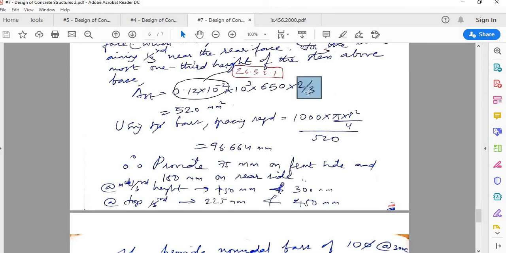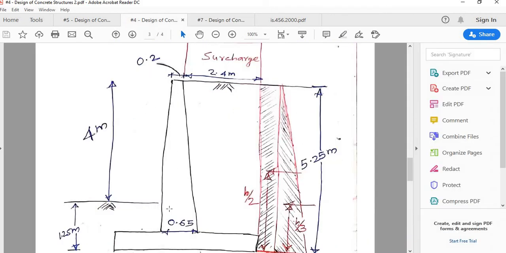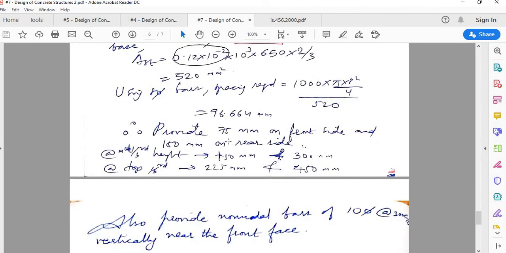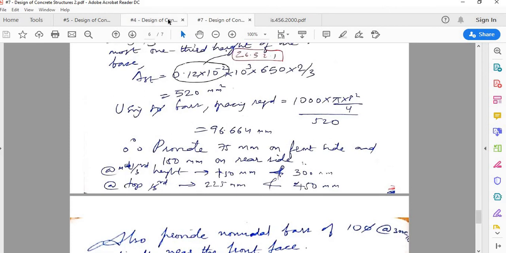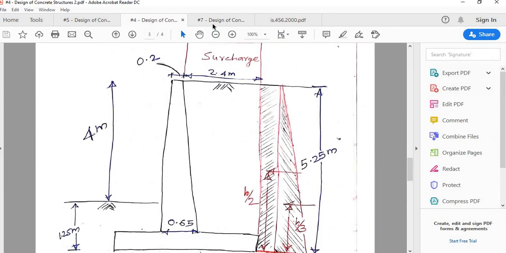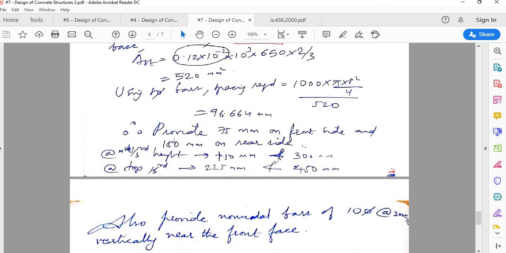So remember, it is only 2/3. So it should be provided at the vertical face. Okay. So remaining 1/3 is at the inner face, which is a sloping face. So here you can double the spacing. So at the vertical face you are providing 75 mm. So at the sloping face you are providing 150 mm, because it is only 1/3 of this. So this is 2/3 on the vertical face, then on the sloping face it is only 1/3. So 150 mm. The spacing is double.